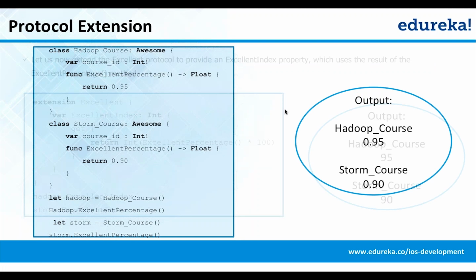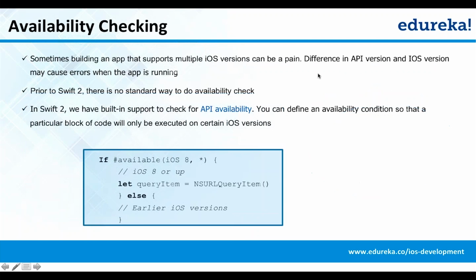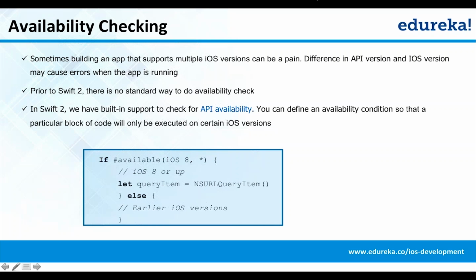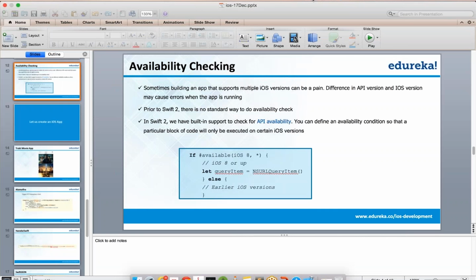Next thing is availability checking. As I told you, whenever you're writing an application, we have to make sure that it also runs on the lower end devices. It shouldn't crash on the lower end devices. It should run very well. How can you make sure of that? Using availability checking, I can make sure that whenever I'm using the latest API, and I run that application on older devices, it is not going to crash. It is just going to check, okay, the API is not available, so it might do something else.